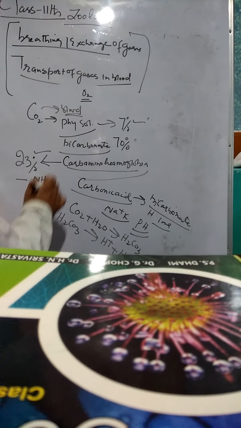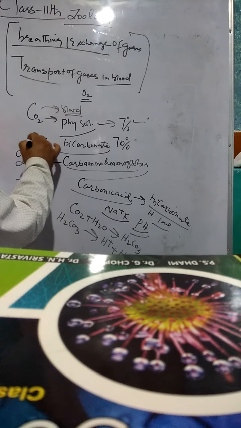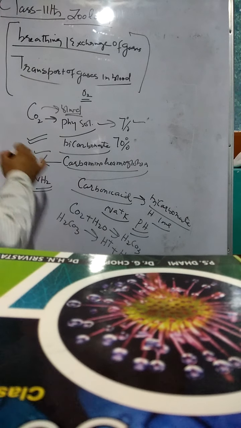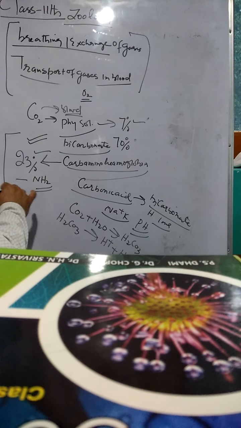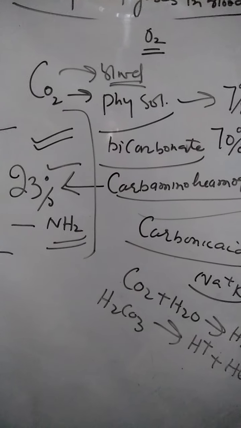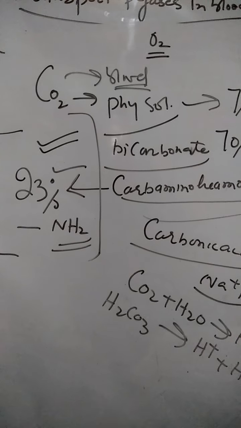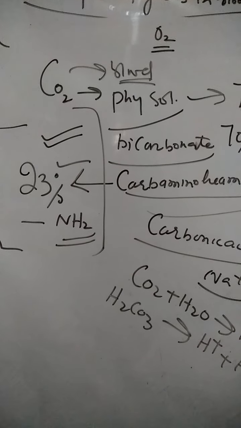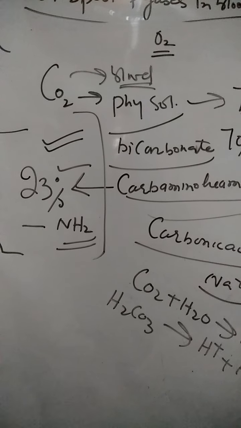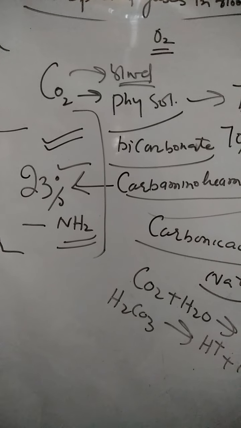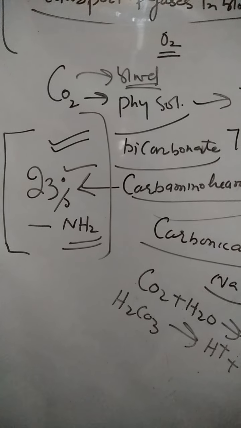Due to this reason, whenever there is a high partial pressure of carbon dioxide, that favors the release of oxygen in the blood. This is how the carbon dioxide is carried. In the lungs, it passes from the blood capillaries into the alveolar space and then is expired out. That's all for today.